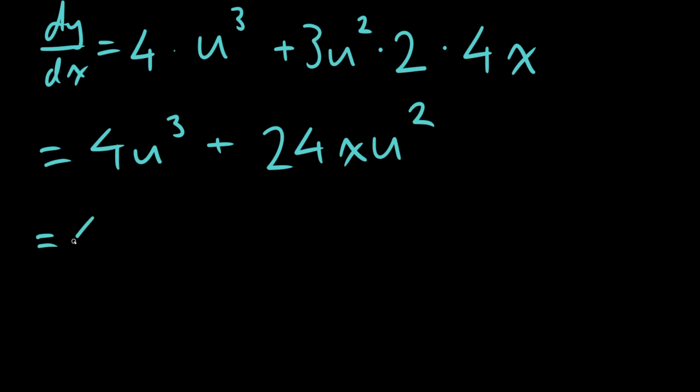Now, a common term in both of these is 4u squared. So let's factor that out. 4u squared, and I'm going to make this clear with a big orange bracket. 4u squared, what's left here? u plus 6x.